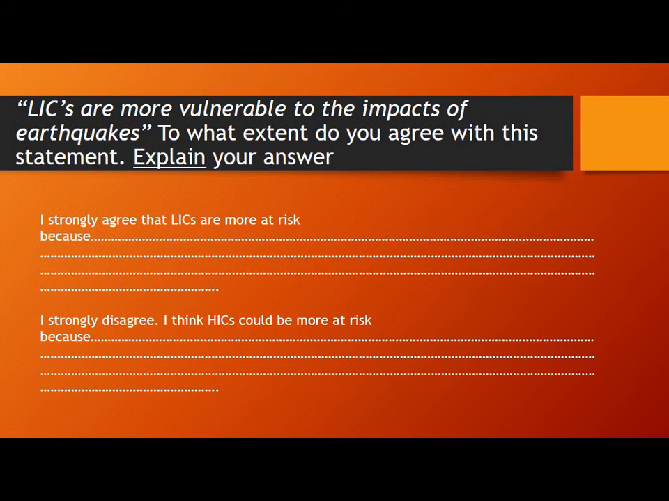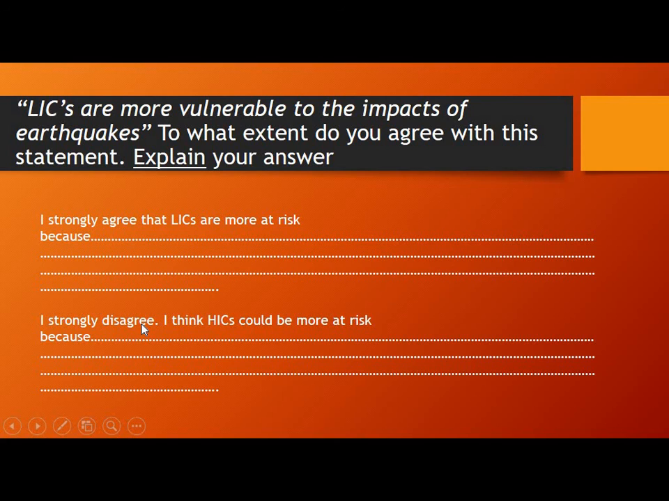If you want to go back to I strongly agree that LICs are more at risk, you can move into because they have less money, this means they can't afford the prediction methods. The problem with this is, and then you go into detail, why is the problem not being able to predict something's going to happen? All they can do is just be prepared that at any time there might be a severe earthquake. So please choose one of the sections you've got here.